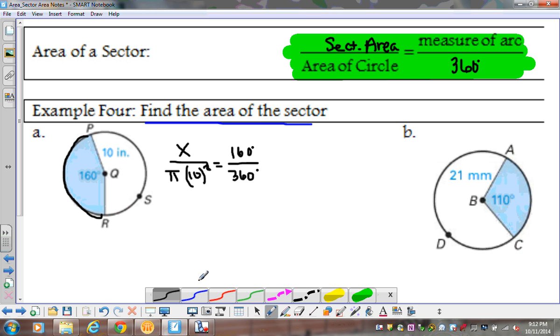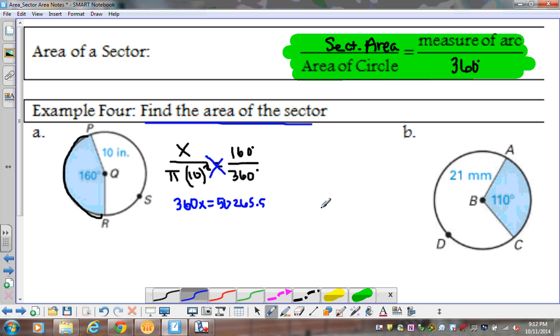over 360. So just like last week and just like we've been doing all semester, we're going to cross multiply. So I've got 360x equals 160 times pi times 10 squared. Now 10 squared is 100, so you can just do 160 times pi times 100. You get a pretty large number when you cross multiply. You get 50,265.5 if we round that.